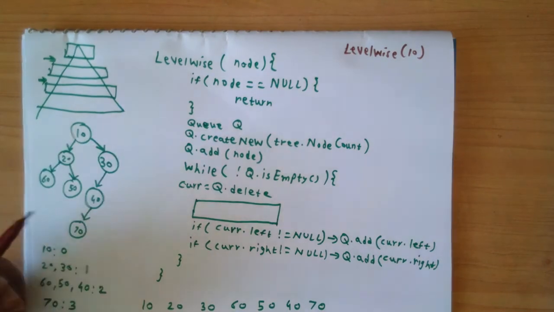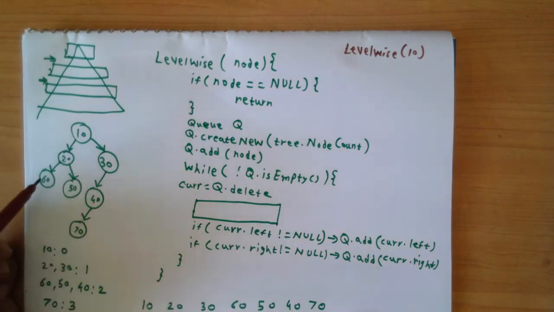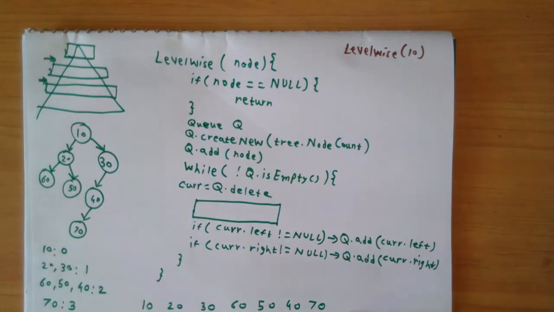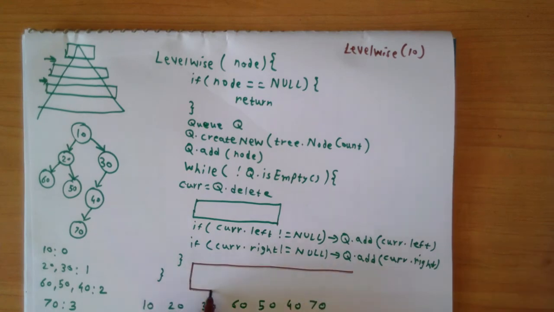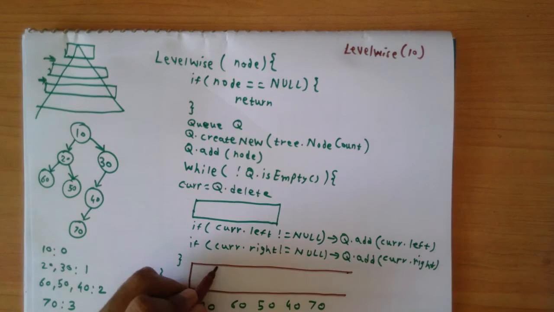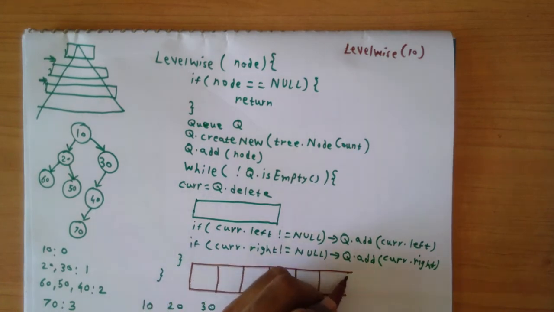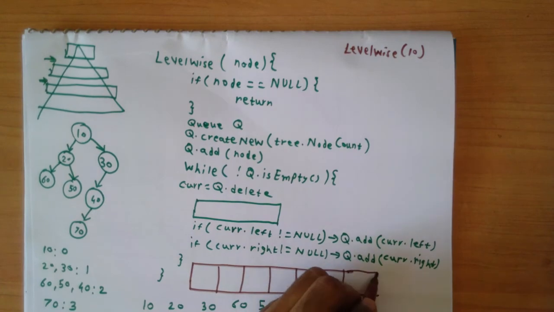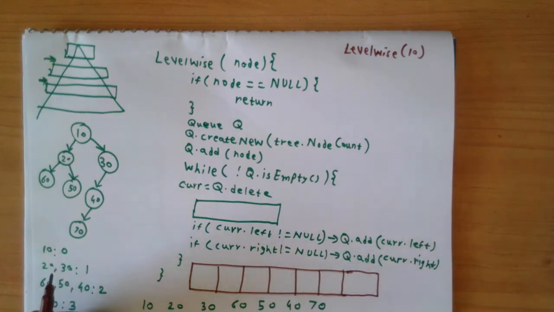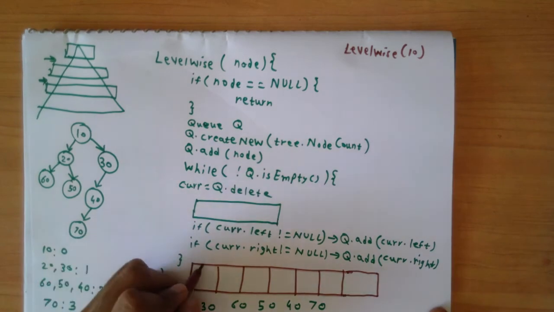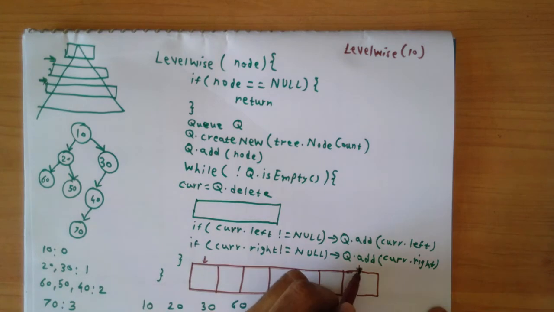So we create a new queue of the size equal to total number of nodes in my tree. So it is 1, 2, 3, 4, 5, 6, 7. So I'll create a queue with 7 possible slots. So let's create this queue with 7 slots. So I have 1, 2, 3, 4, 5, 6, and then there is its 7th. Fine. So we created it. It is empty. This is the head of my queue, and this is the tail of my queue.